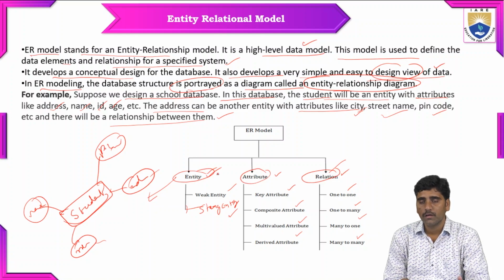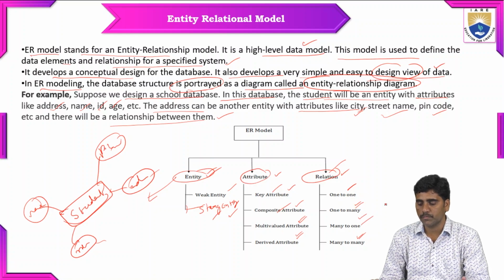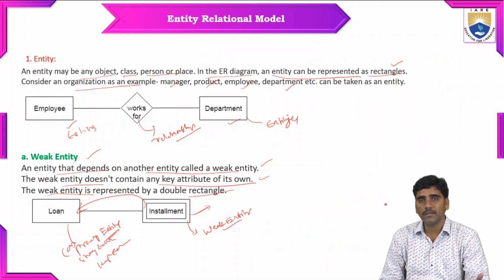So here the entities are represented as different kinds, like weak entity and strong entity, and attributes are divided into key attribute, composite attribute, multi-valued attribute, and derived attribute. And the relations are one-to-one relationship, one-to-many relationship, many-to-one relationship, and many-to-many relationship. So here the entity is nothing but what?